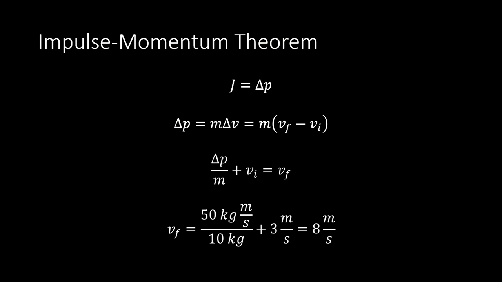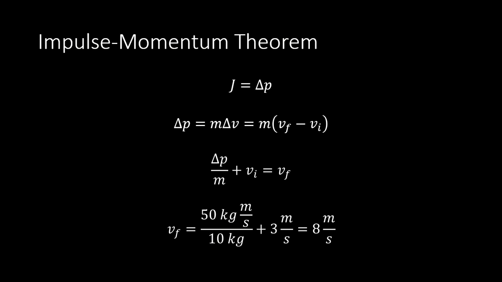So in this particular case, the final velocity is positive 50 kilograms meters per second divided by 10 kilograms plus the initial velocity of positive 3 meters per second comes out to a final velocity of positive 8 meters per second. And that 50 kilogram meter per second came from the impulse momentum theorem, where J equaled positive 50 newton seconds. Therefore, that's equivalent to change in momentum equaling positive 50 kilograms meters per second.